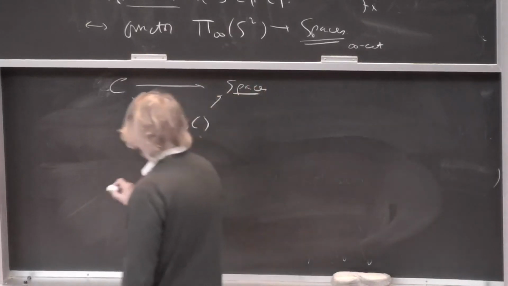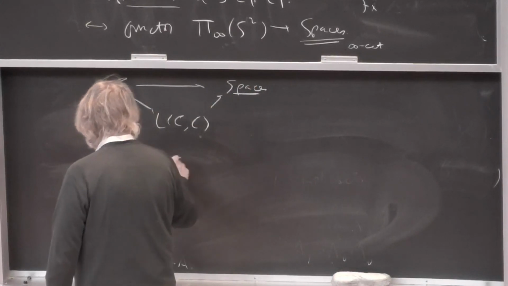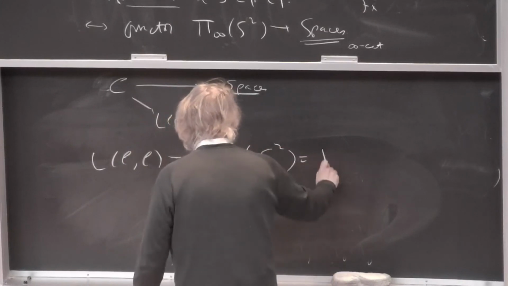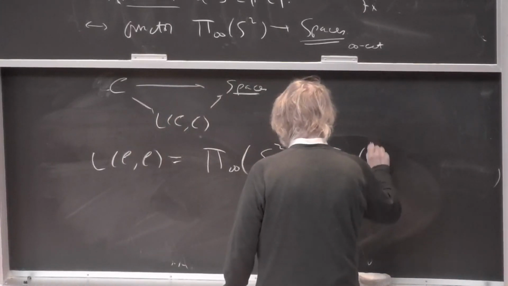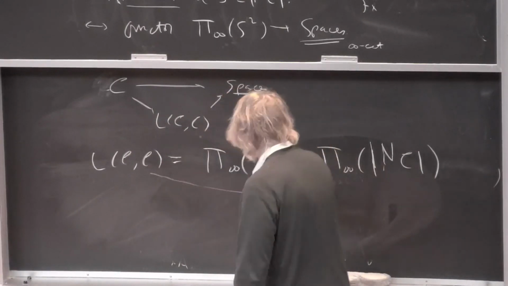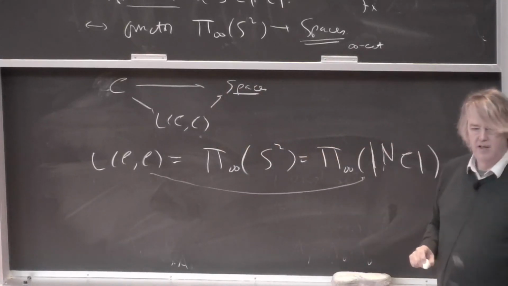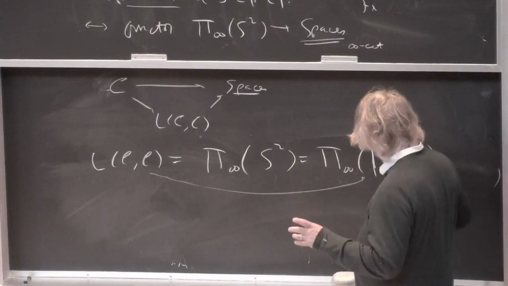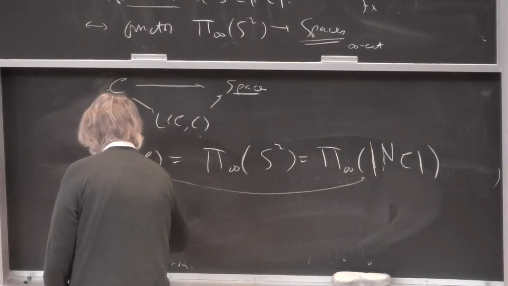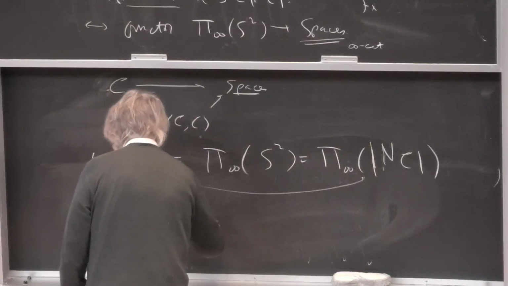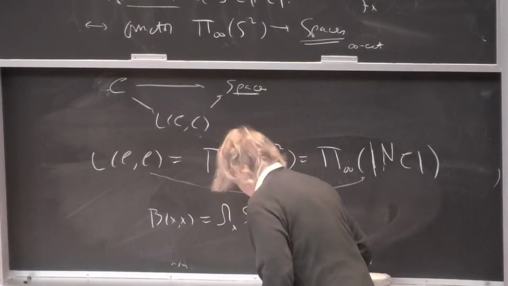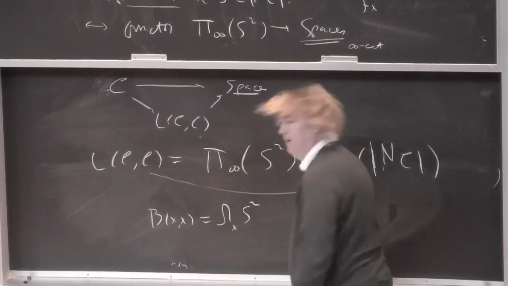So the statement is that L of C is going to be equal to pi infinity of S2, which is pi infinity of the realization of the nerve of C. And this is a general phenomenon. If you take a category and you localize all the maps, then you get a spatially enriched category, which is the pi infinity of the nerve of C. So this tells us the answer: B of xx is just the loop space of S2 at the point x. Okay, so that's back to that example, to some extent at least. So I'll stop here.